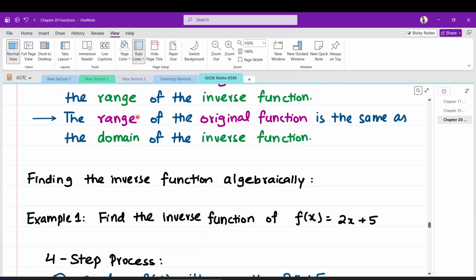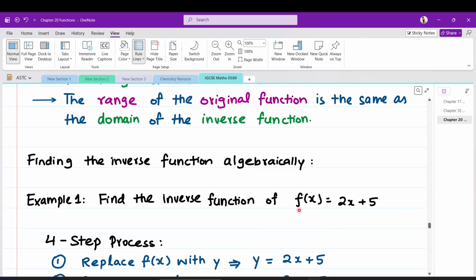There's a four-step process that is involved here, so pay attention. Now f of x is equal to 2x plus 5. The first step is that we replace f of x with y. So instead of f of x, I'm going to write down y is equal to 2x plus 5. And to be honest, these are actually interchangeable. So that is my first step.